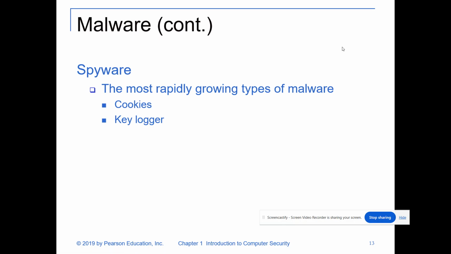Spyware, again, the most rapidly growing type of malware. Two examples here: cookies. Not the chocolate chip, but cookies initially are a good idea to help users surf the web, but are now oftentimes misused to spy on users. And we have the keylogger, both in software and hardware, and captures all of the user's typing and logs it. In turn, capturing passwords, account numbers, credit card numbers, and anything that you can imagine as those keystrokes are made.